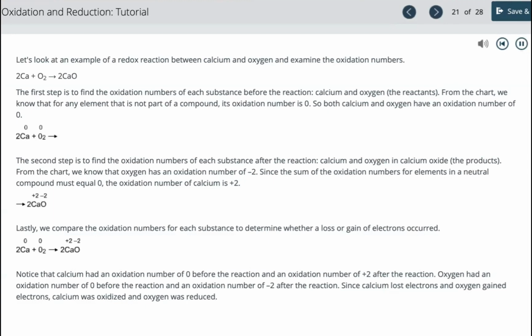Lastly, we compare the oxidation numbers for each substance to determine whether a loss or gain of electrons occurred. 0, 0, +2 -2. 2Ca plus O2 yields 2CaO. Notice that calcium had an oxidation number of 0 before the reaction and an oxidation number of +2 after the reaction. Oxygen had an oxidation number of 0 before the reaction and an oxidation number of -2 after the reaction. Since calcium lost electrons and oxygen gained electrons, calcium was oxidized and oxygen was reduced.